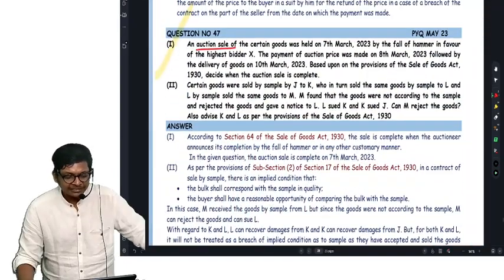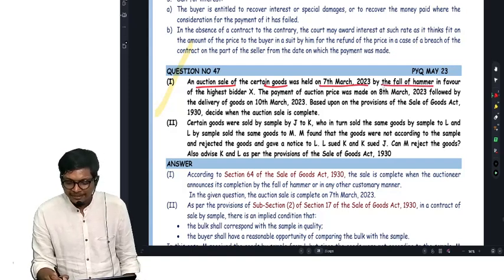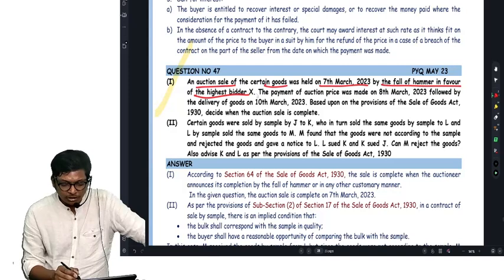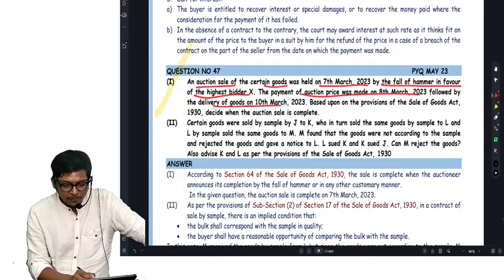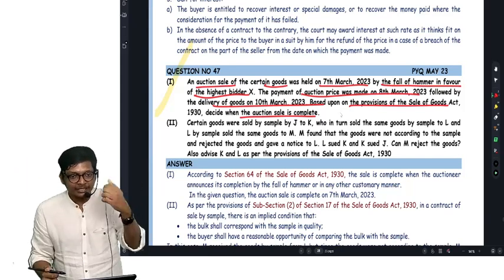Simple question 47A. An auction sale of certain goods was held on 7th March by the fall of hammer in favor of the highest bidder X. We already saw this. Price was already paid, fall of delivery. Based on provisions, decide when auction sale is complete: when the hammer is hit and when he announces completion of sale.